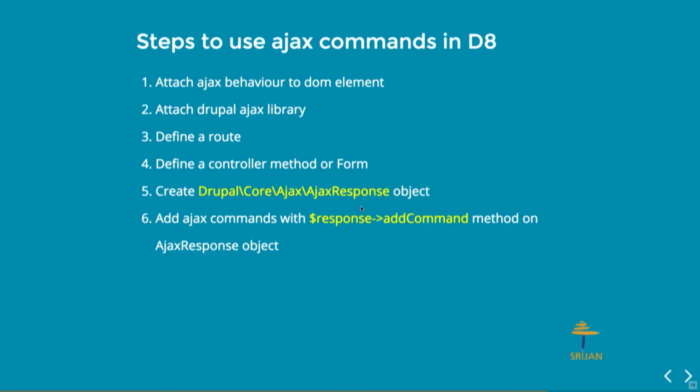So as a summary, here are the steps to use an Ajax command in Drupal 8. You simply attach an Ajax behavior to any DOM element, and then you make sure that the Ajax library is loaded on the page. Then you define a simple route, and then define a controller method or a form. And then inside it you create an Ajax response, which is provided by Drupal Core Ajax.